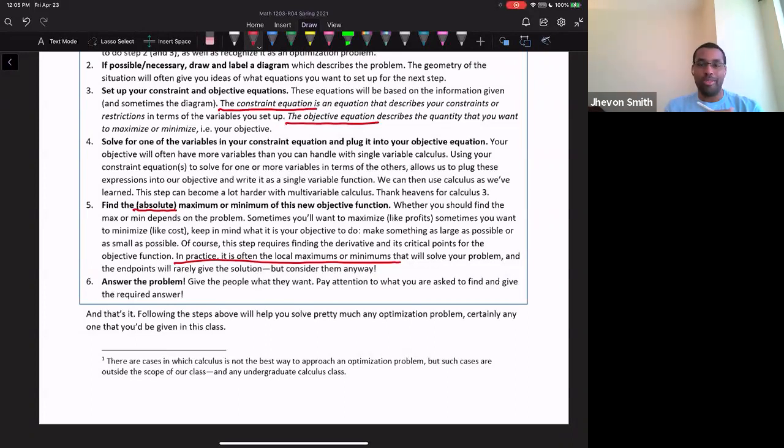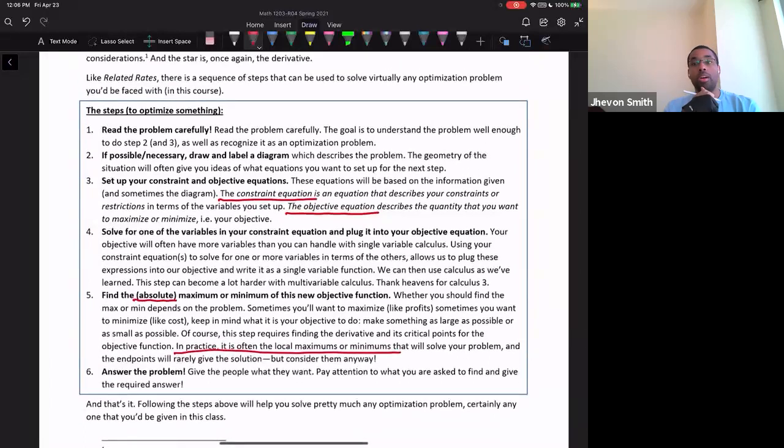So it's not just good enough for you to find the answer in part 5. You have to show that you know how to interpret that number and answer the question in part 6. So yeah, once you go through those 6 steps, you would have solved the optimization problem with Calculus 1.